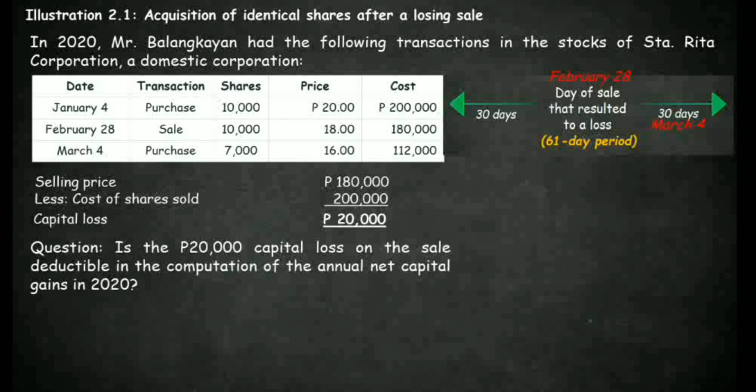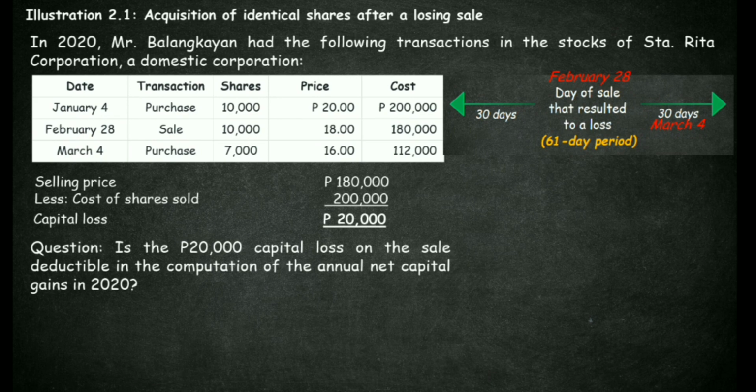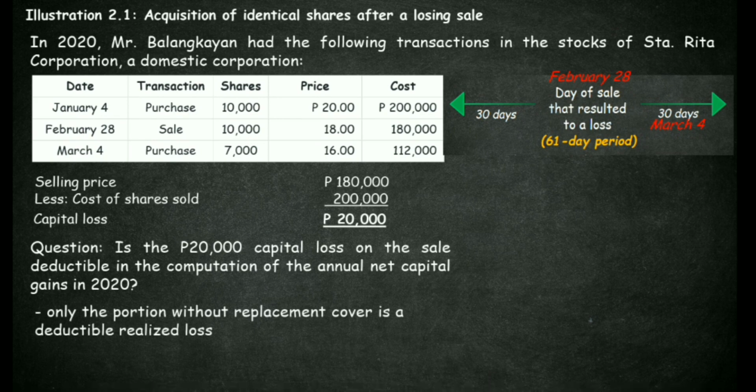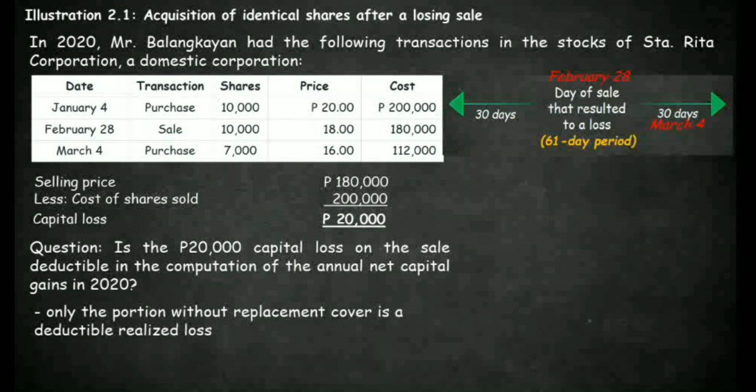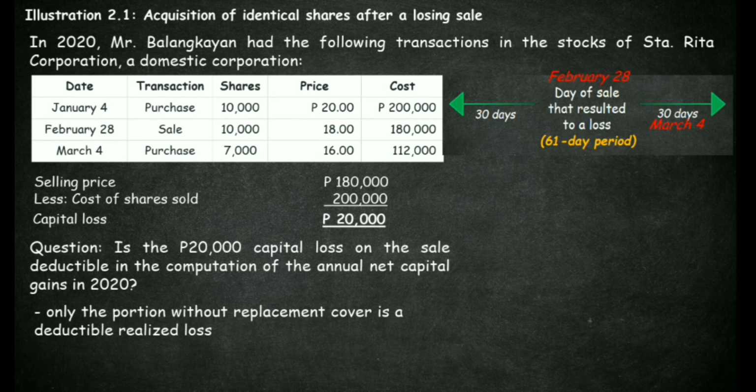So, sa tanong na kung ang 20,000 pesos capital loss ba ay deductible, if we are going to compute for the annual net capital gains in 2020, yung sagot natin dyan is only the portion ng shares na walang replacement cover. So, ganito kasi yan. So, etong 20,000 capital loss, ito yung loss sa 10,000 shares na binenta on February 28.